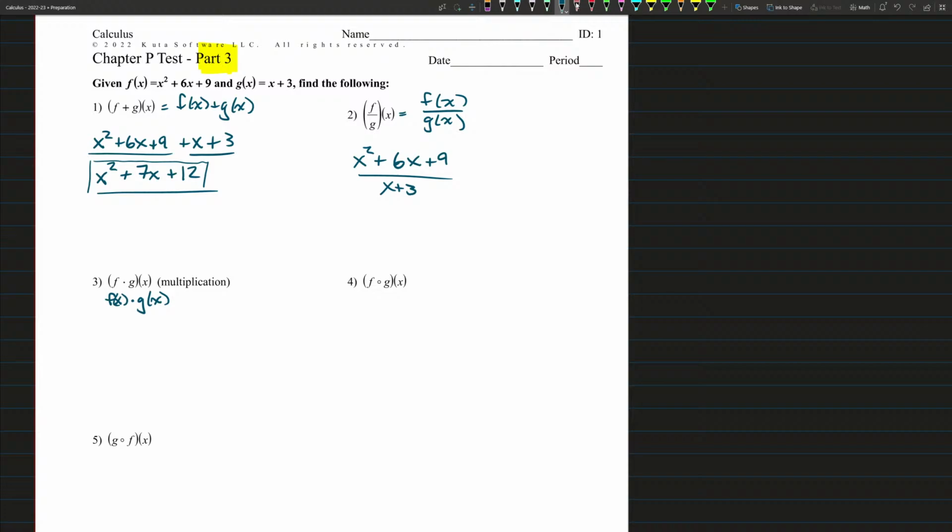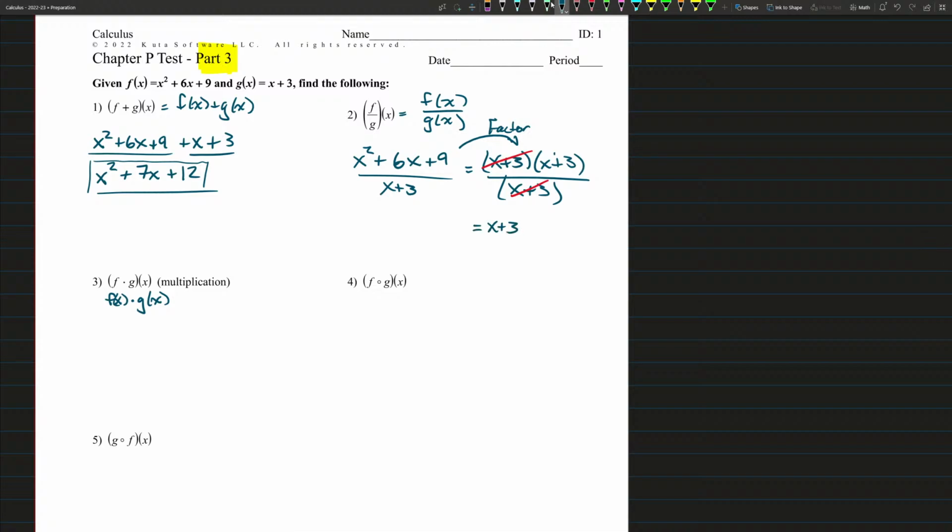Again, this looks fine, but we can actually factor the top into x plus 3 times x plus 3 over x plus 3, right? If we factor, we get that. There are common factors here, so we can cross out one of the x plus 3's, and our answer is just x plus 3.